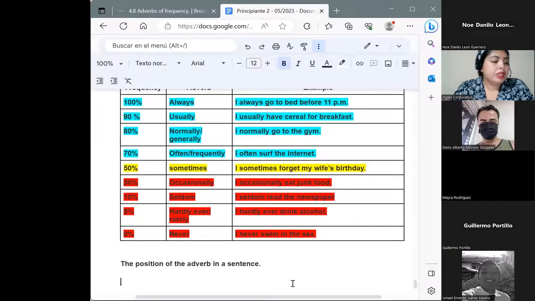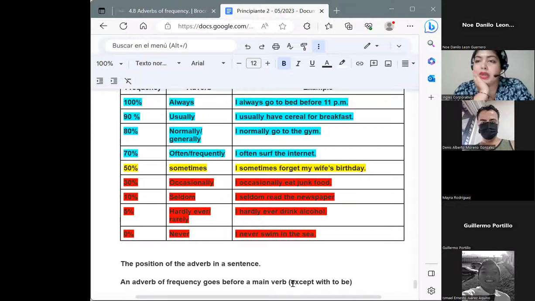Okay, in this case, it says that an adverb of frequency goes before a main verb, except with to be. Ok, en este caso dice que el adverbio va siempre antes, ¿verdad? De lo que es el verbo principal, a menos que estemos hablando de lo que es el verbo to be. Pero siempre va a ir, ¿verdad? El subject, luego va a ir el adverb y después va a ir nuestro verbo principal.